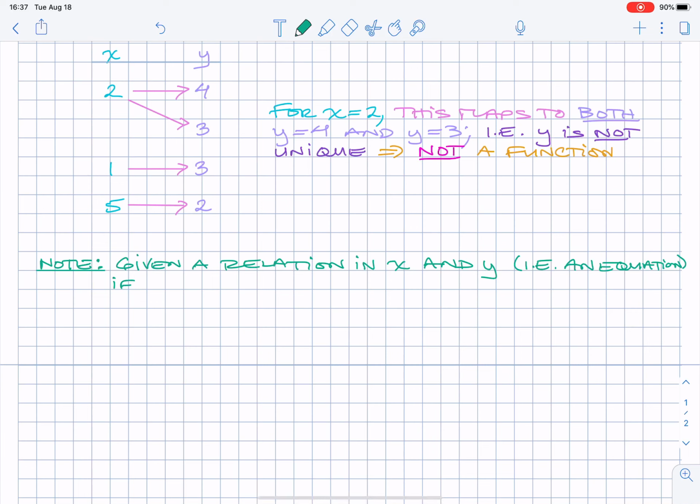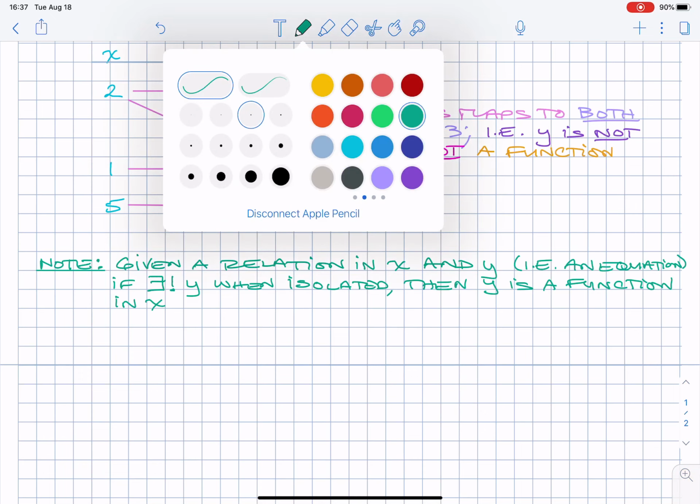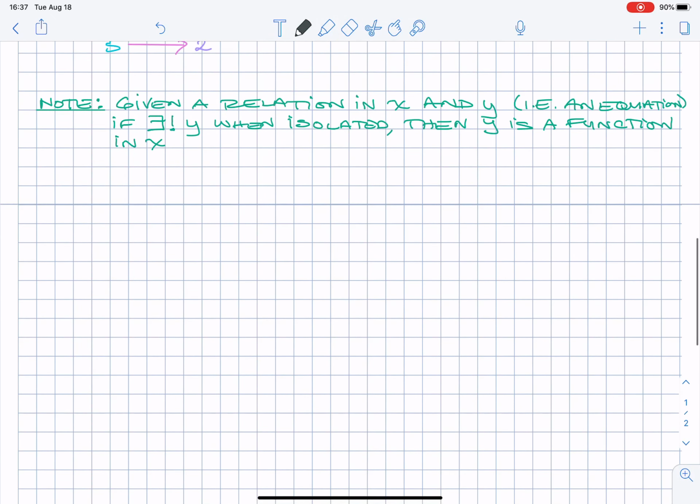So if there exists a unique y when isolated, then y is a function in x. Okay, so what do I mean by this? Let's see an example.